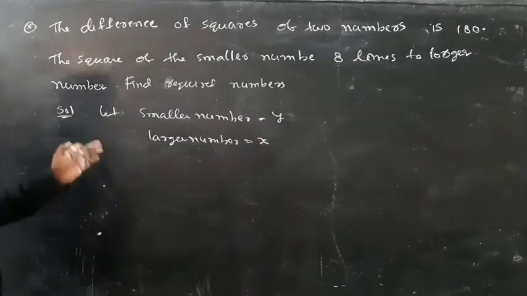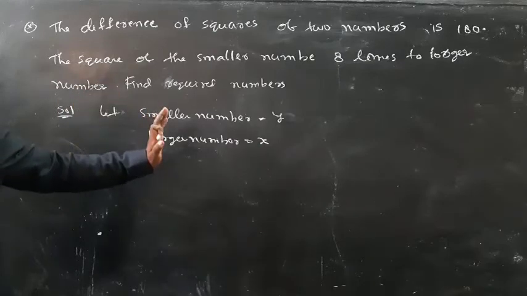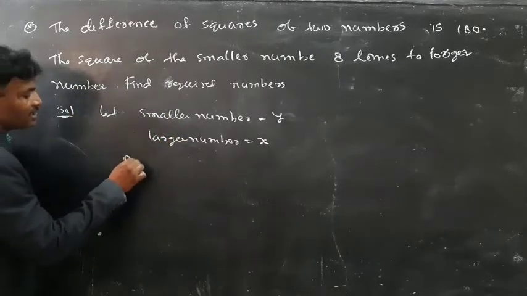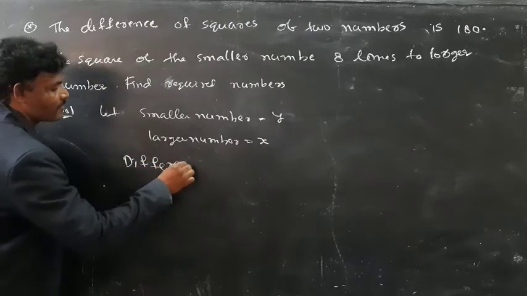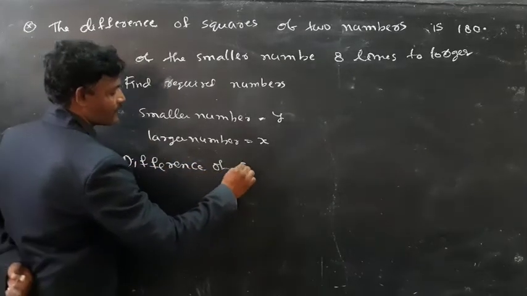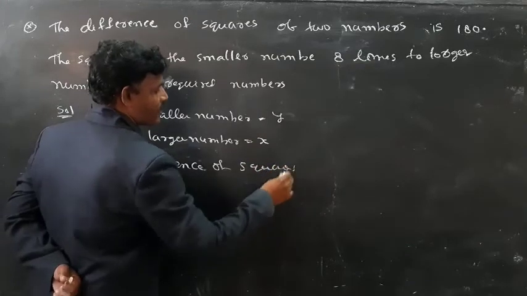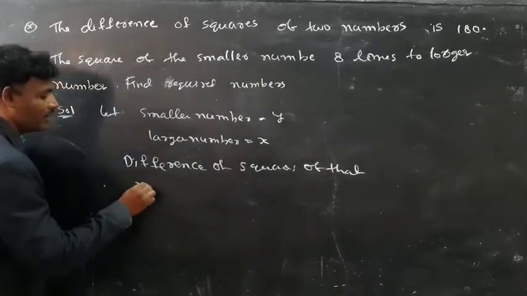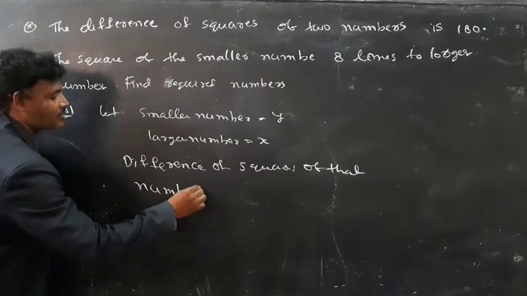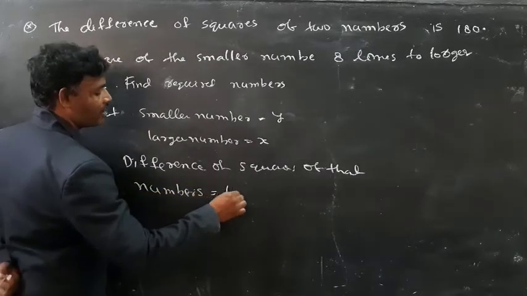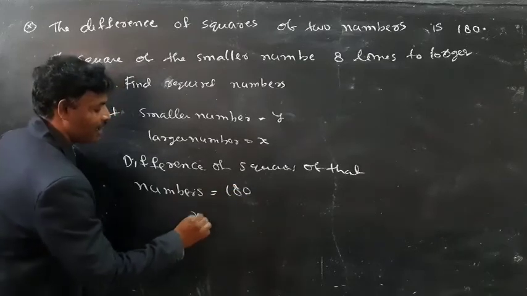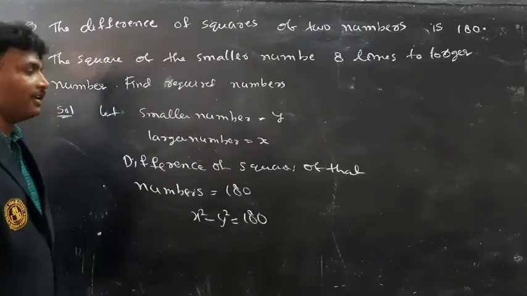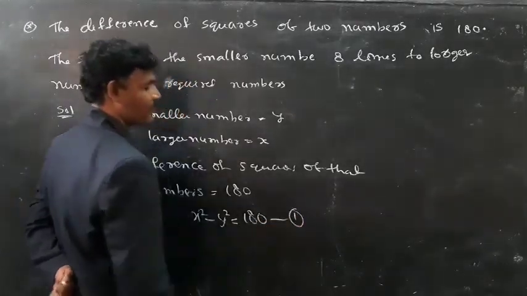From that, the smaller number I am taking as y, and the larger number I am taking as x. The difference of the squares of those numbers is equal to 180. It means x square minus y square is equal to 180. Let this be the first equation.